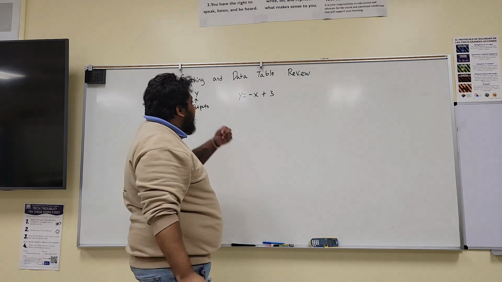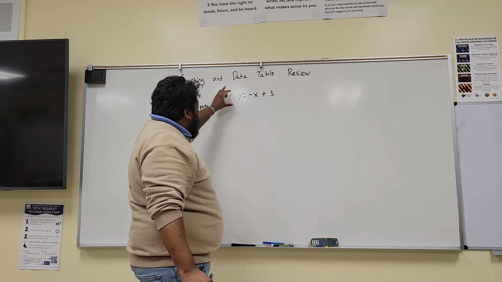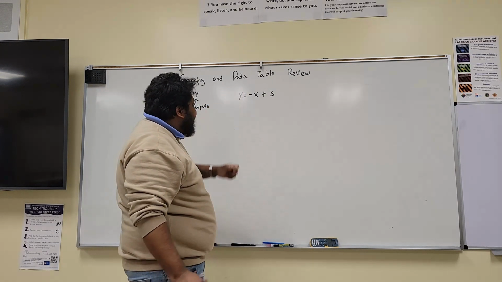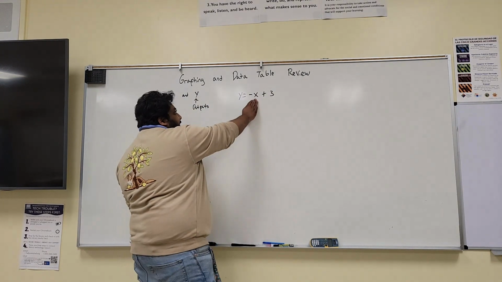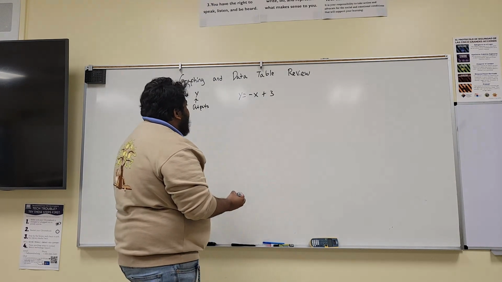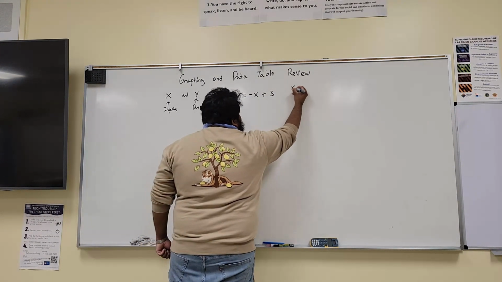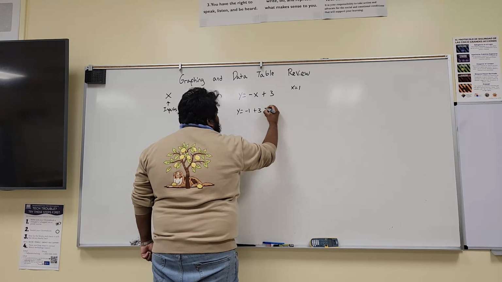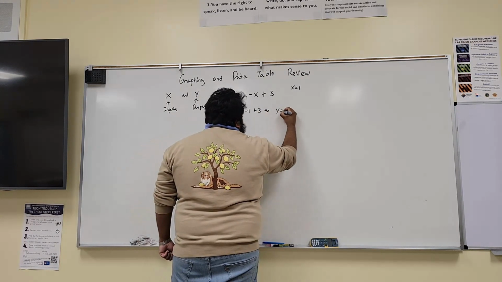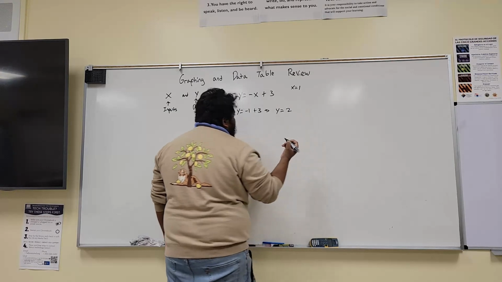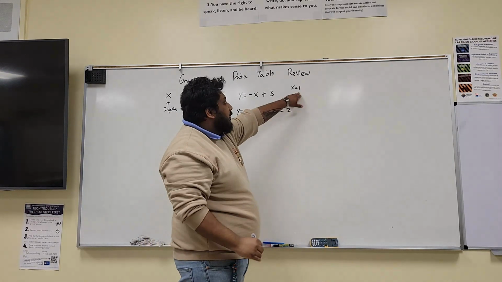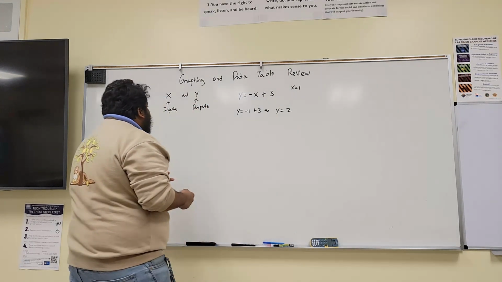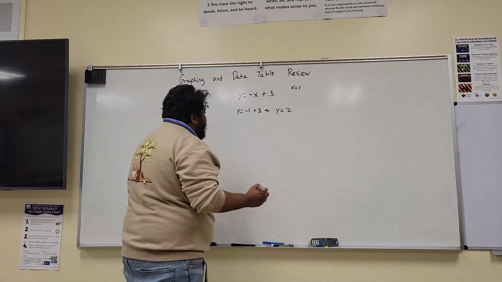In this situation, you have a y value, which is going to be our output. This y value is going to be determined by whatever our x value is going to be. So if we were to say x is equal to 1, then y would be equal to negative 1 plus 3, which would turn y equal to 2, right? Because x is 1.